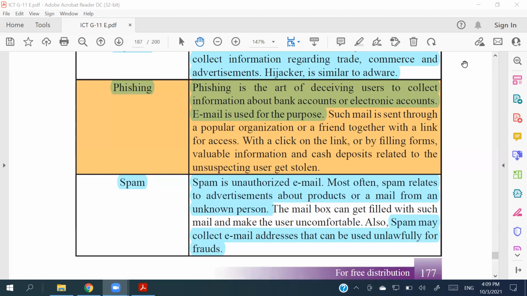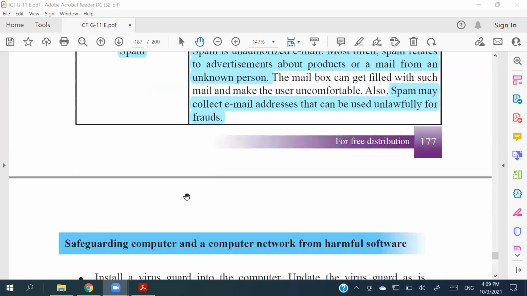Right. Are we done, people? Can we move forward? Okay. Anyone who is still writing? Right. So I'm moving forward.